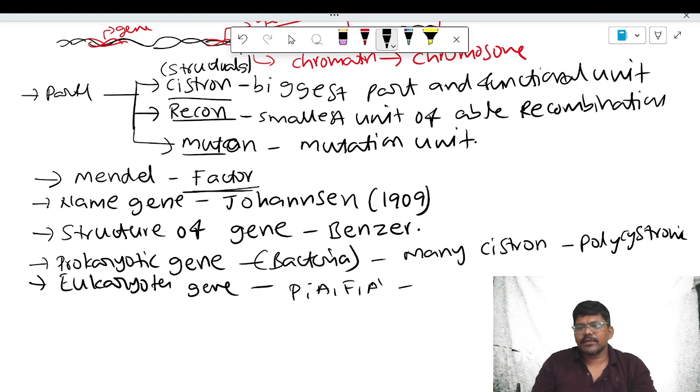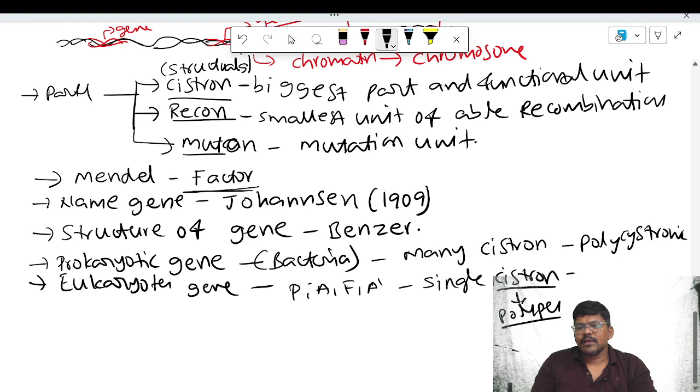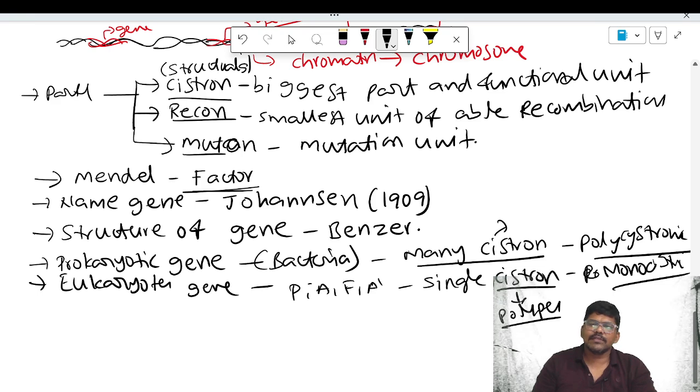If you observe the eukaryotes, the eukaryotic gene contains a single cistron, only one cistron. Each cistron can form one polypeptide chain in the translation process. One polypeptide chain is formed from each cistron. The prokaryotes contain many cistrons, hence can form more polypeptide chains. The gene present in the eukaryotes is called a monocistronic gene. The gene present in the prokaryotes is called a polycistronic gene.